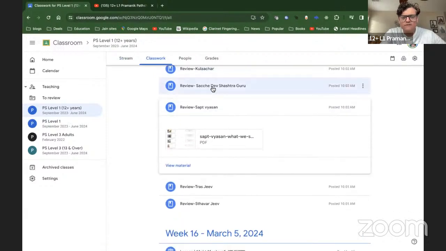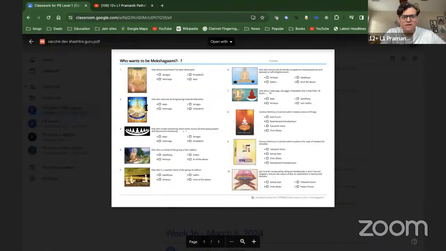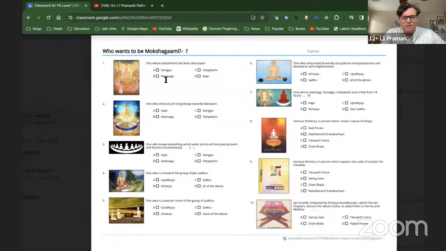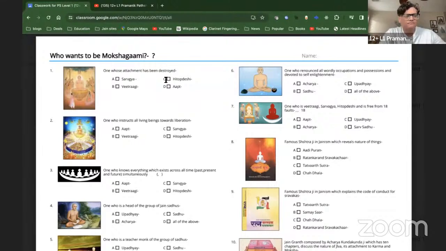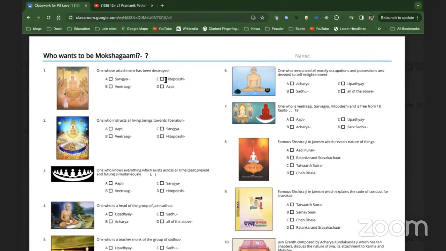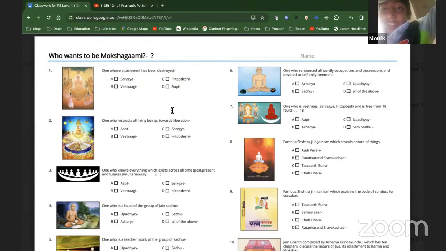Okay, so the next one we'll touch upon is Sache Dev, Guru, Shastra. So we have some questions about it. Let's see if you know these. Okay, Maulik, still there? Yeah. Okay, beta. So let me ask you this. One whose attachment has been destroyed, what do we call them? Sarvagya, Hitopadeshi, Vitaragi, or Apt? Who have destroyed all of their attachment, who have gone beyond all the rags. Is it Vitragi?